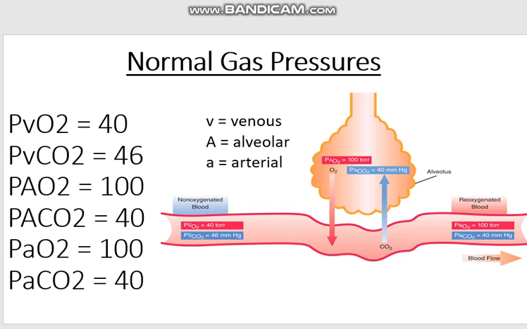The normal gas pressures. PvO2 equals 40. PvCO2 equals 46. PaO2 equals 100. PaCO2 equals 40. The A's are 100 over 40 and the V is 40 over 46.